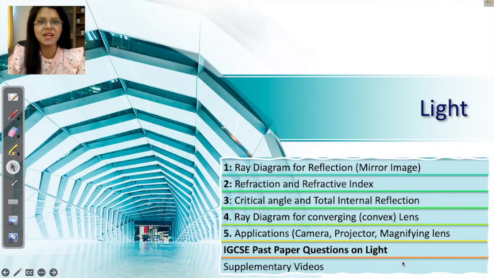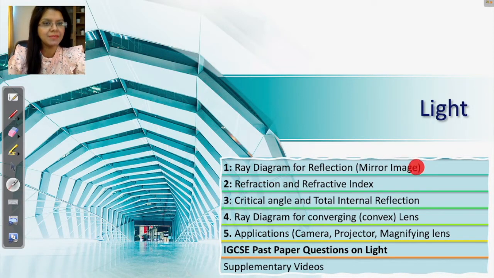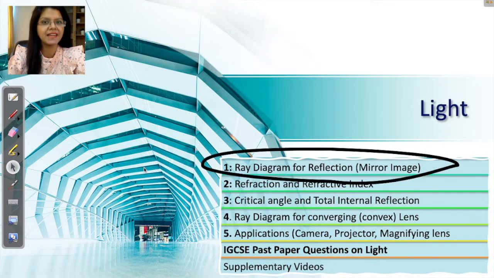Let us start this chapter called Light. It is a very, very interesting and fun chapter to learn. As we always do with each of our chapters, this chapter is divided into a set of videos which you can watch in sequence to understand all about light. In this video, we'll be talking about mirror images and the construction of ray diagrams for reflection. So let's start this chapter.